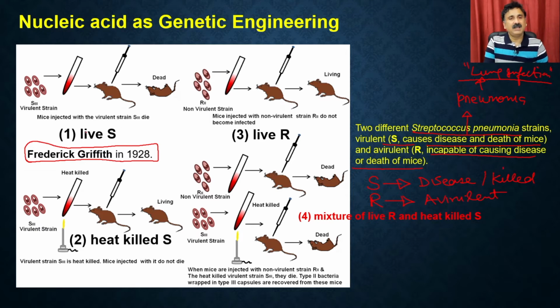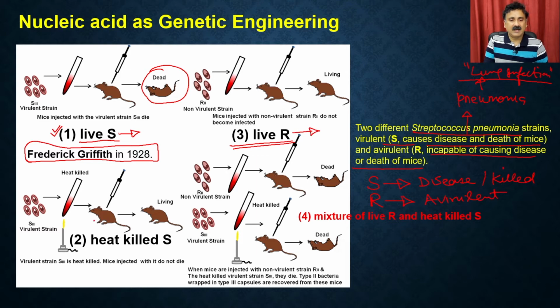Initially, he tested whether this fact is true or not. So he took four sets of mice. In the first set of mice, he injected the live S strain. He cultured these strains in culture vials, and then he injected the strain into the mice, and what he found is that the mice were dead because they developed pneumonia. Then he also tested the R strain. He cultured the R strain, and then he injected it into the mice. And what he found is that the mice did not develop the disease, and they were alive. So by these two experiments he established that the S strain is a virulent strain and the R strain is an avirulent strain.